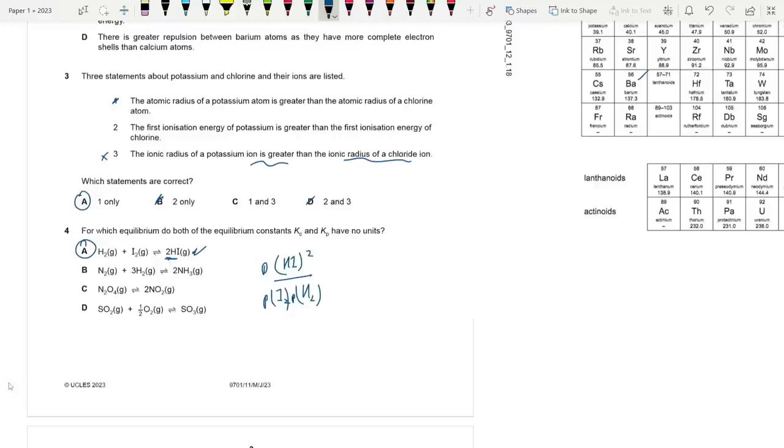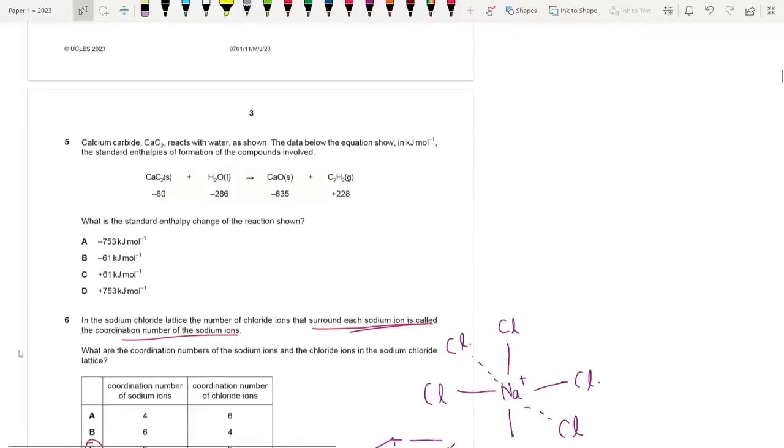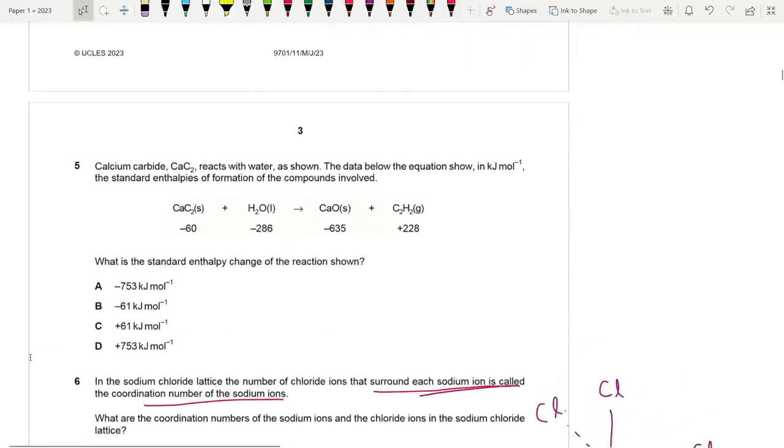so it's wrong. C is 2 divided by 1, so it's wrong. D is 1 divided by 1.5, so that's wrong as well. So 4 is A, number 5. Calcium carbide reacts with water as shown. The equation shows in kilojoule per mole the standard enthalpies of formation of the compounds involved. What is the standard enthalpy change of the reaction shown?